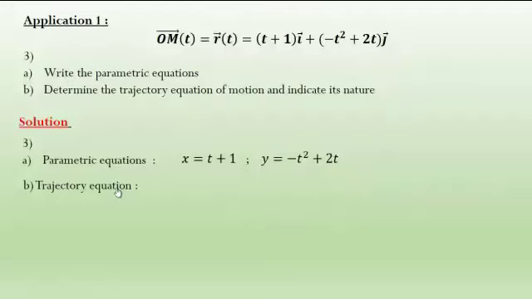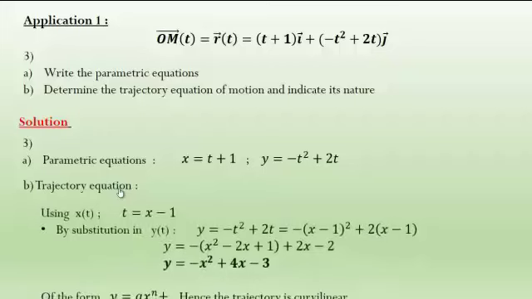Now, in order to find the trajectory equation, we said we have 3 steps. First step, find the parametric equations. So this is part A. Second step, we find t in terms of x, using t equals x minus 1. Then, third step, we substitute t in y. Then we have y equals minus t squared plus 2t. By substitution, t equals x minus 1, it will be minus (x minus 1) squared plus 2(x minus 1), and by expanding we'll have this equation.